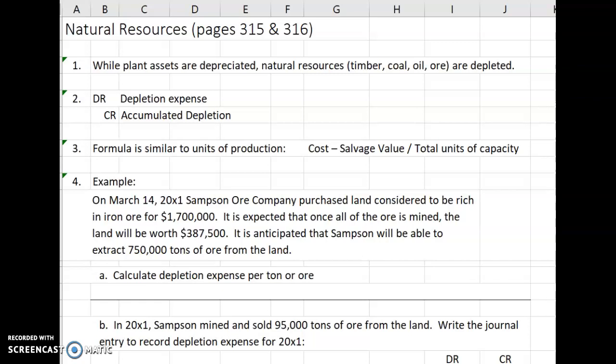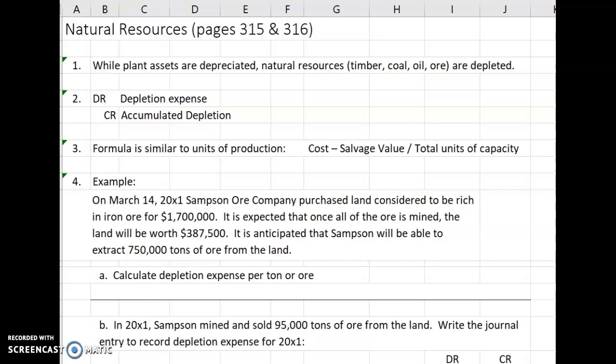Natural resources are things that grow on the earth or are deposited underneath the earth. Typical natural resources that people harvest and sell or mine and sell would be timber, coal, oil, and ore. While plant assets are depreciated, natural resources are depleted.